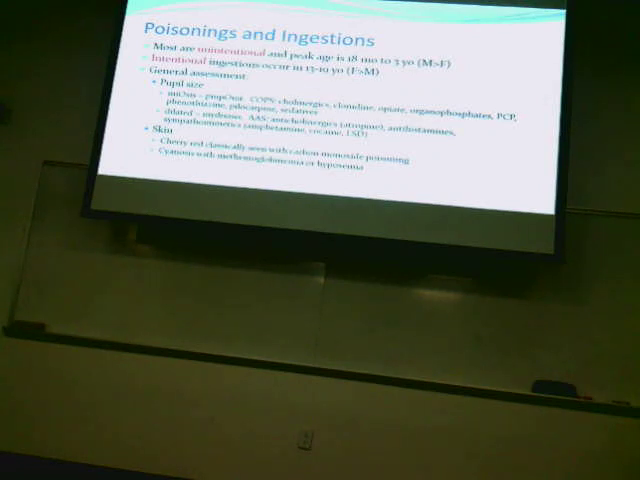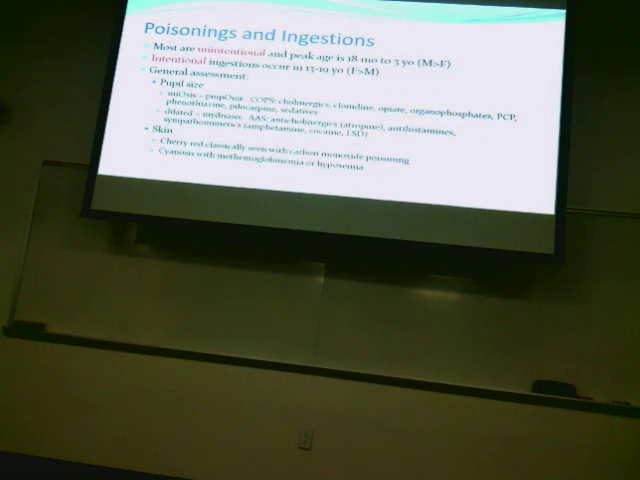In general, when you have an ingestion, things you want to look out for is pupils. They can give you a lot of clues as what it could be. So your miosis is going to be the pinpoint pupils. So you want to think of the mnemonic COPS. So cholinergics, clonidine, opiates, organophosphates, PCP, phenothiazine, pilocarpine, and sedatives. Okay. Dilated is going to be with mydriasis, and so the mnemonic is AAS. I don't think that's a really good mnemonic, but whatever. Anticholinergics like atropine, antihistamines, and sympathomimetics like amphetamine, cocaine.